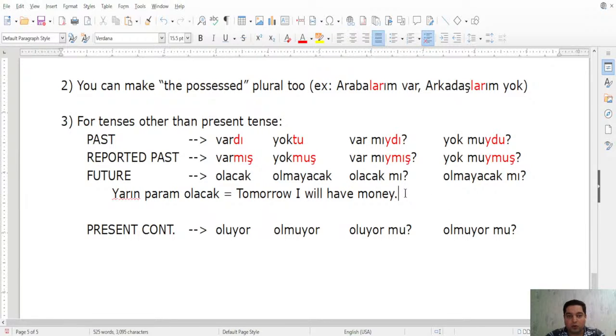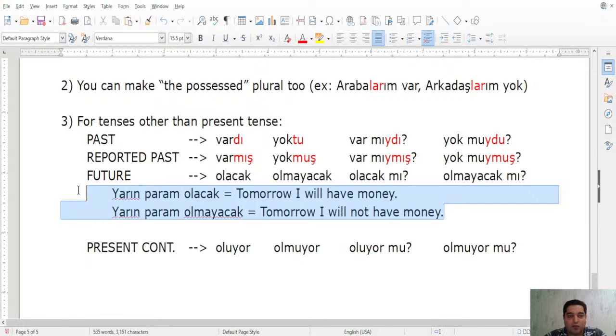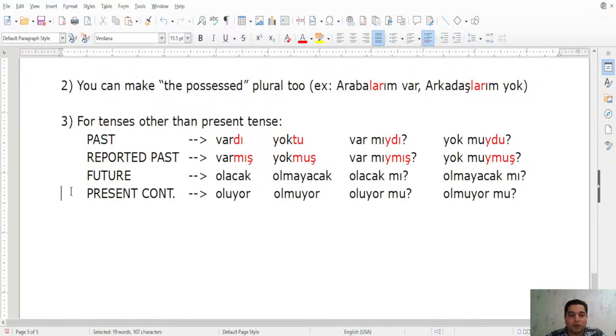Or you can say olmayacak. Yarın param olmayacak. Tomorrow I will not have money. Yarın param olmayacak. So you see, we have the same yarın benim param, right? It's the same possessive structure here. Param, benim param. Then you add olacak or olmayacak, olacak mı, olmayacak mı. That's the same.